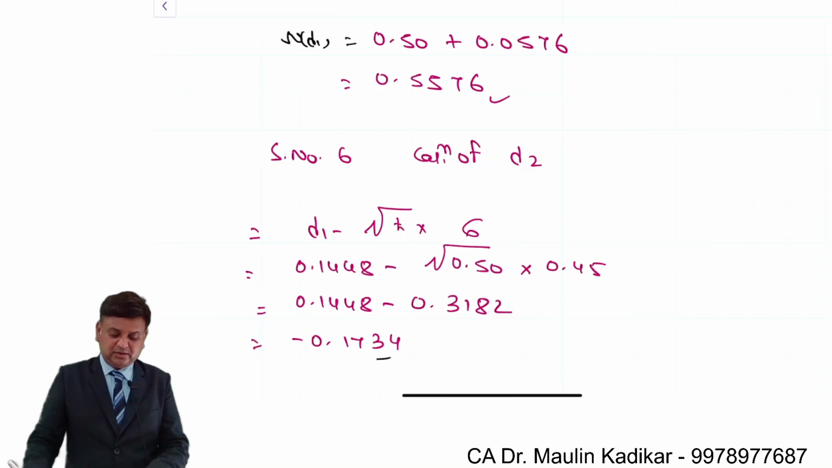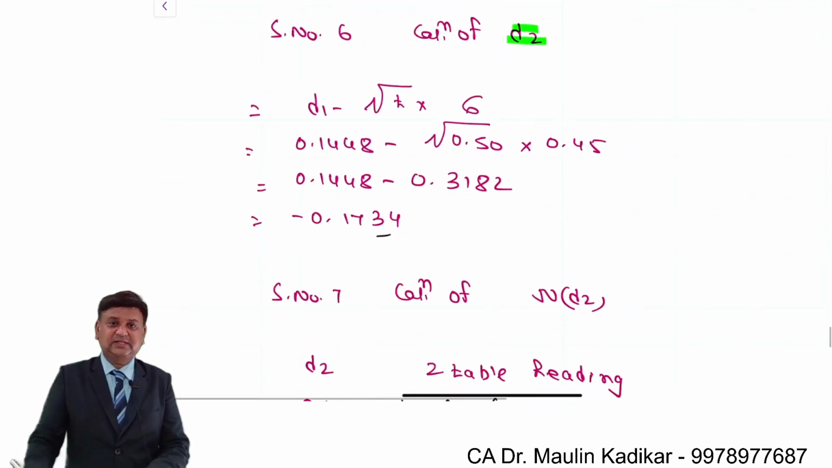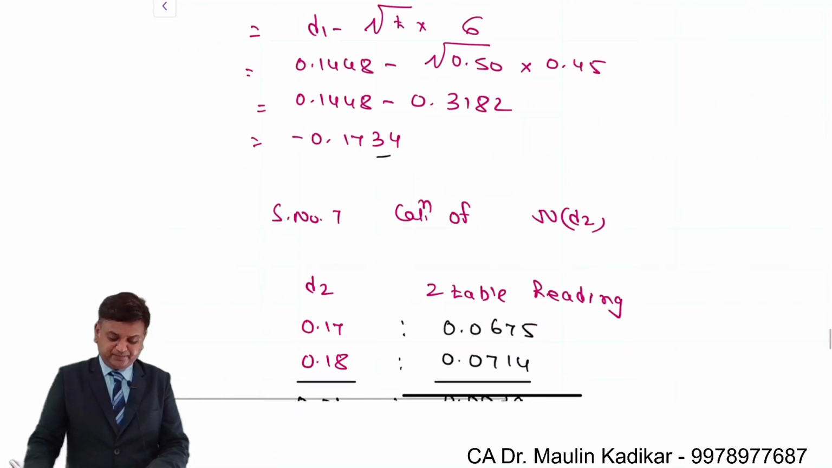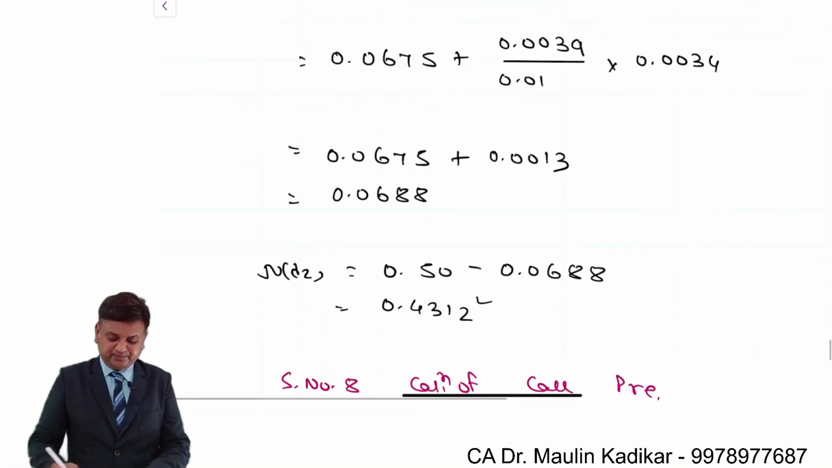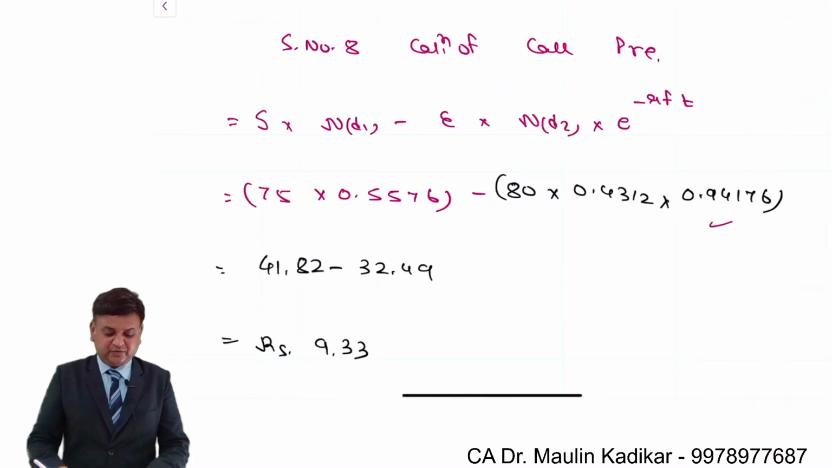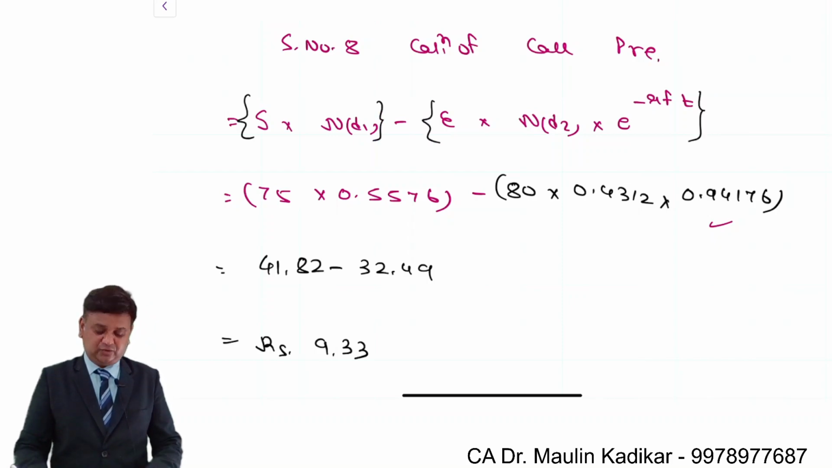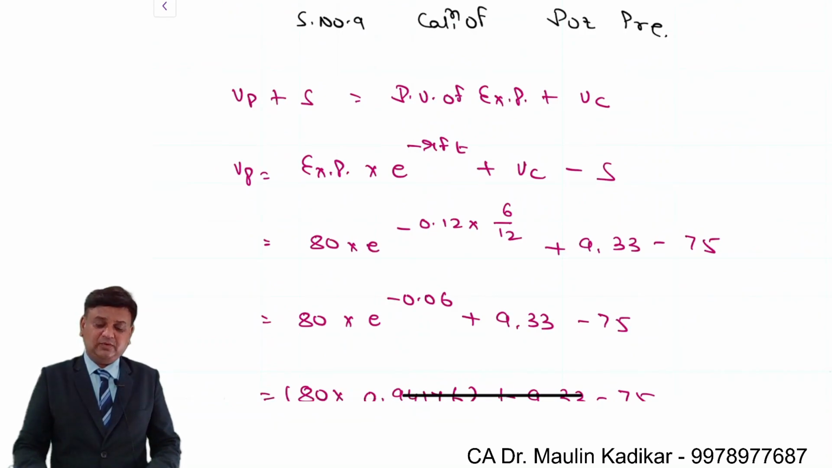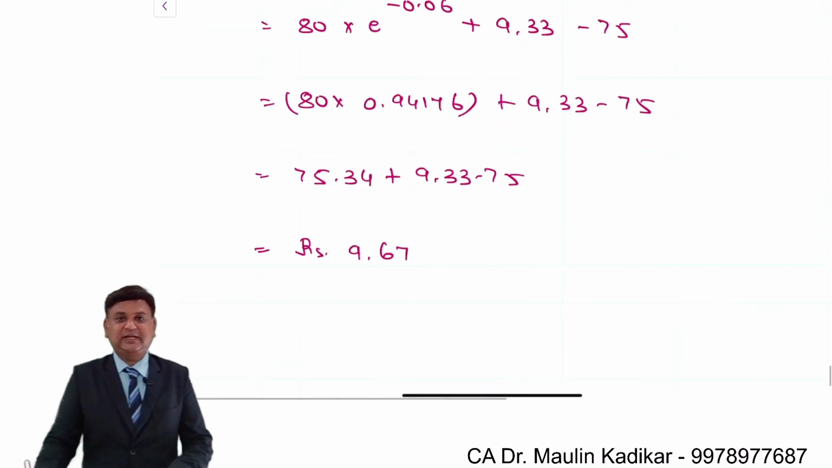Then ND1, the reading of the D1 will be added to 0.5. Why? Because the D1 is positive. Then D2, for that say D1 minus denominator value, and this reading would be deducted from 0.5. Why? Because the D2 value is negative. And with that, the ND2 is calculated. Lastly, the call premium. For that, the formula is spot into ND1 minus E into ND2 into e raised to negative RF into T. Put premium. For that, we will apply the put call parity theorem. And with that, the put premium is calculated as 9 rupees 67 paise.